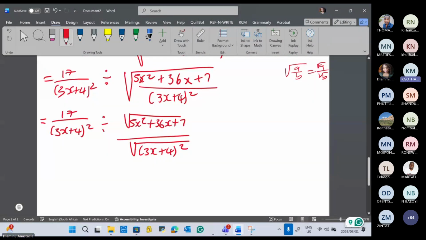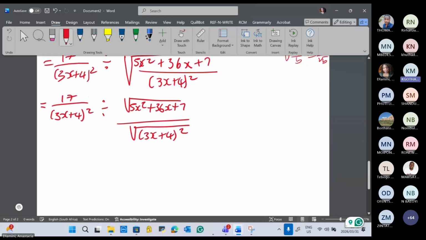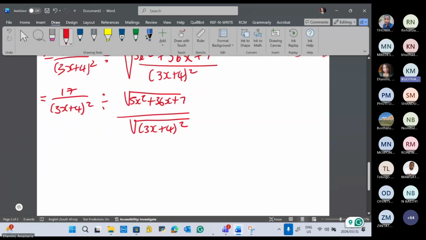Yes, ma'am. Then the denominator on the left side and the numerator from the right side cross out since they have the same factor. They divide, well done. And remember we said the square root of a squared is the same as a. So meaning that here the square root disappears. Do you see that? Yes.